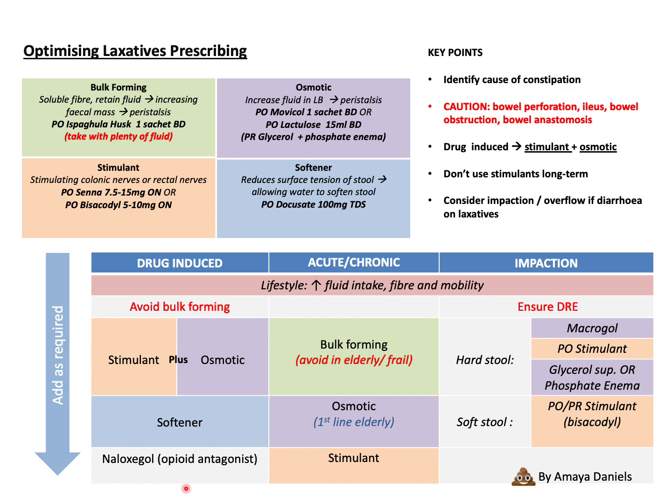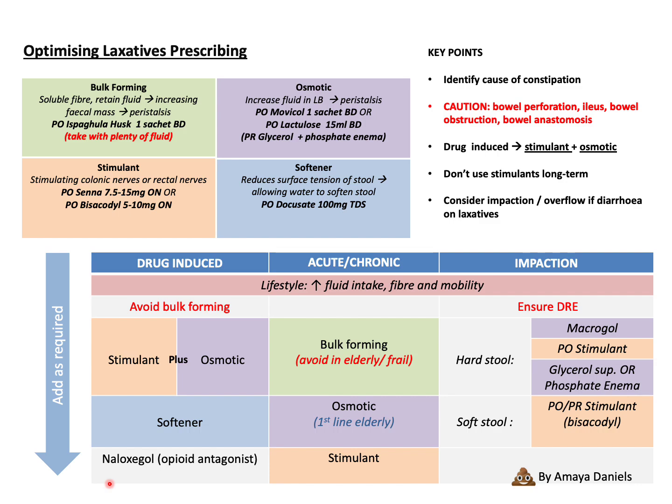Going onto the table, it summarises what to prescribe for various situations, such as drug-induced, acute and chronic constipation, and also fecal impaction. Going on to drug-induced, it's important to avoid bulk-forming laxatives and to remember to prescribe a combination of a stimulant and an osmotic, and if that's not effective, then not being afraid to add a softener as well. I've included naloxegol, which is an opioid antagonist. However, as an F1, I wouldn't prescribe this without specialist input.